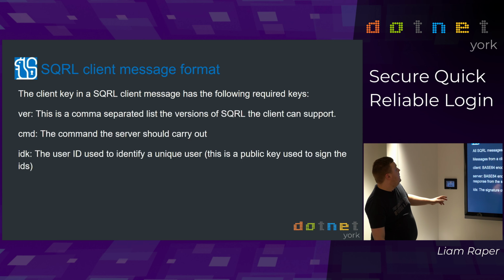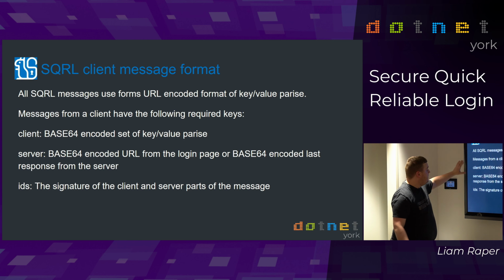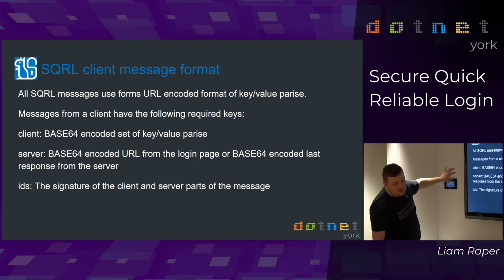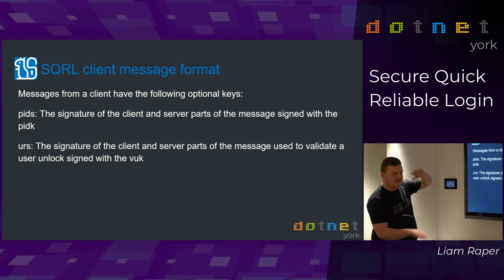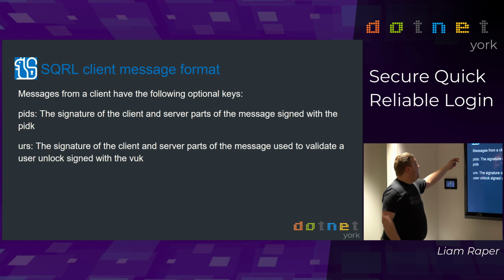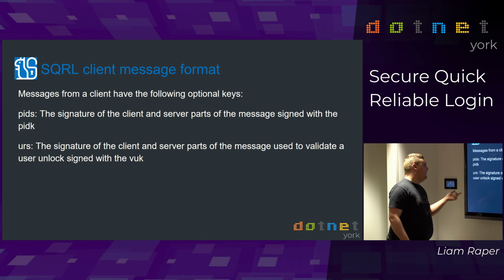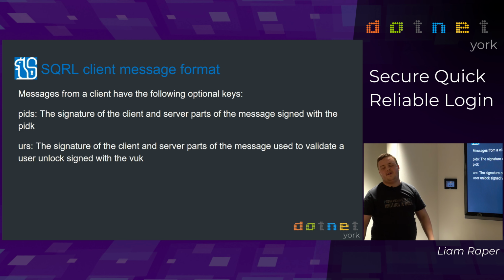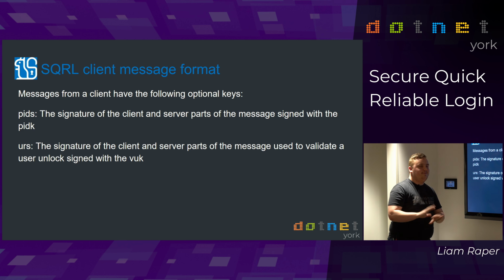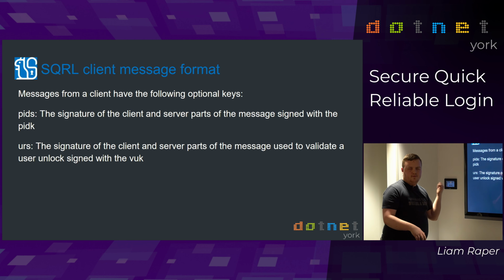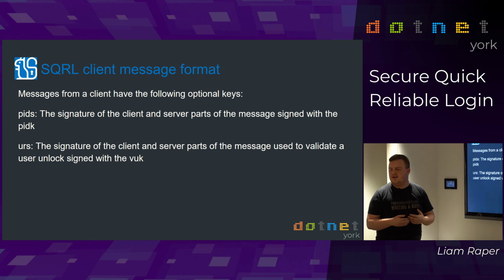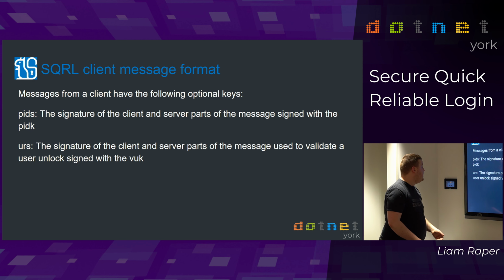So back at this level, these are the required things that should be sent at the top level of a client message. And don't worry, there's a bigger example of what these look like in a minute. We've got the PIDS, so that's the IDS signed with the PIDK. So it's just using a separate key to sign the message, the old key that you used to have, rather than the new one, just so that we can verify that everything's okay with that key.